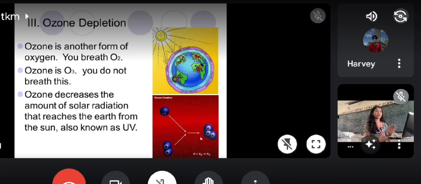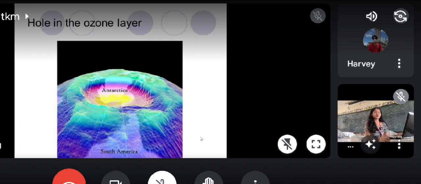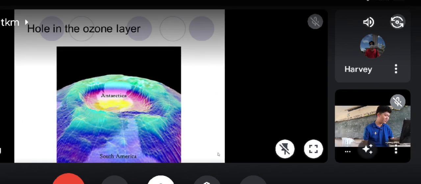Ozone depletion. Ozone is another form of oxygen. You breathe O2. Ozone is O3. You do not breathe this. Ozone decreases the amount of solar radiation, also known as UV, that reaches the earth from the sun. Hole in the ozone layer.